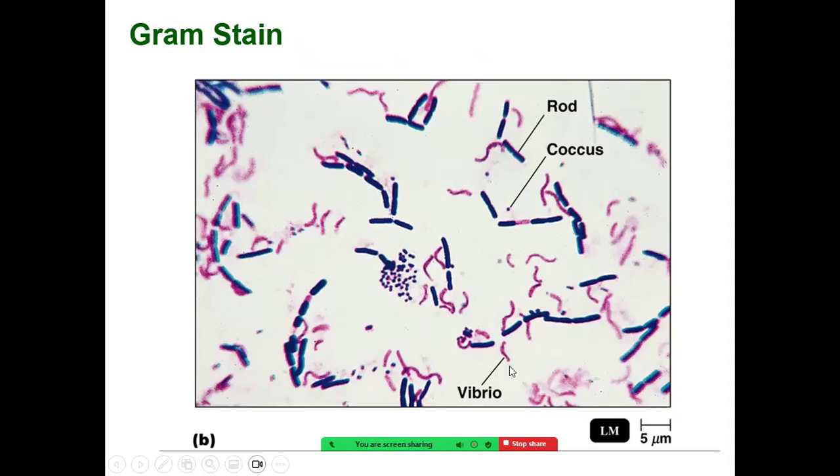Any question about that? That's a vibrio. A vibrio is half of a spiral, or you can call it a bent rod. There's another vibrio right there.